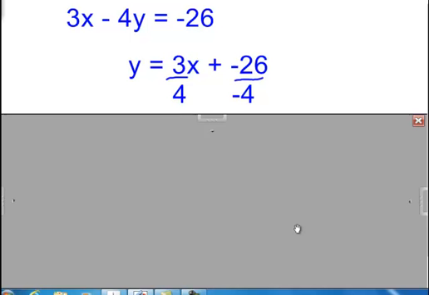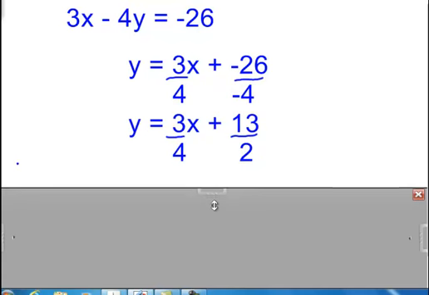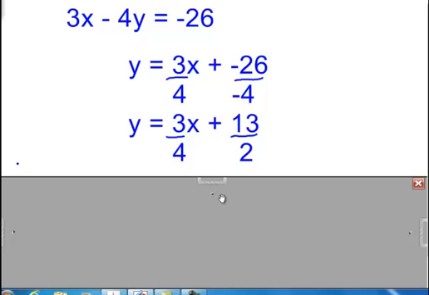Now, we just need to clean things up a little bit. Remember, negative over negative is a positive, and we can reduce here our 26 over 4 to 13 over 2. So, 3x minus 4y equals negative 26 in standard form is y equals 3/4 x plus 13 halves in slope-intercept form. Well, that's the end of our lesson for today.